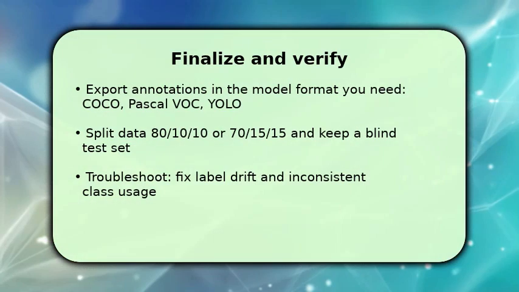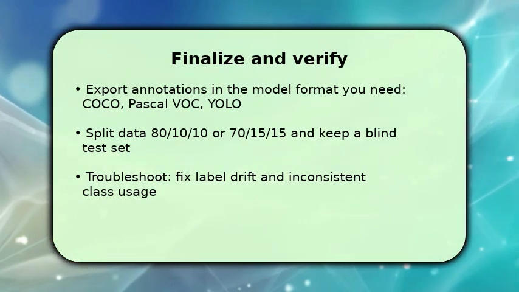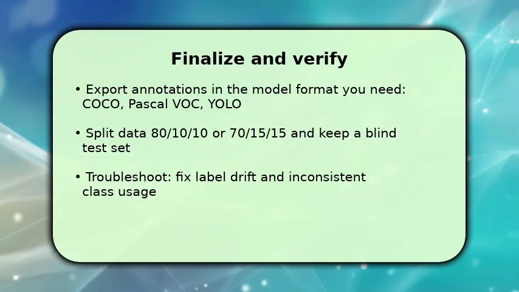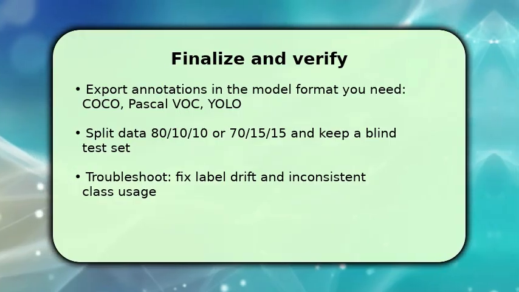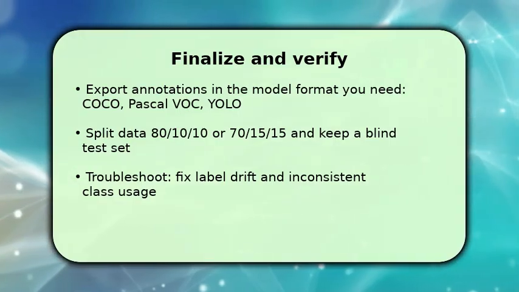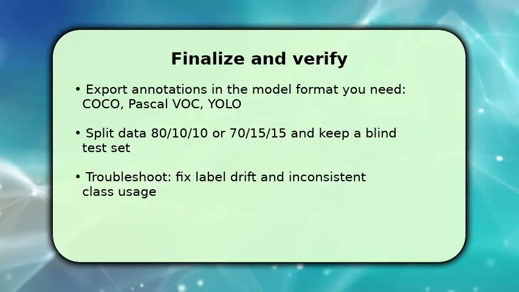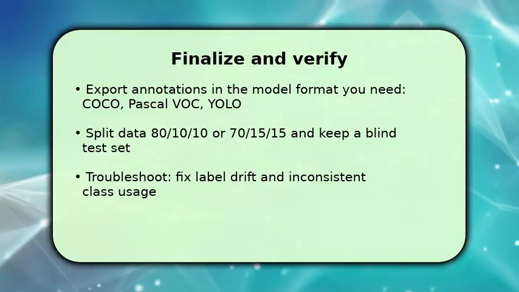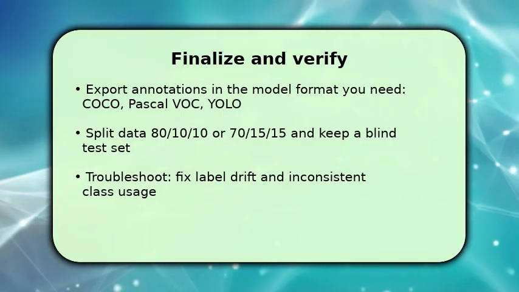You export annotations in the required format, then split into train, val, and test sets so evaluation is meaningful. Make sure file names and annotation links match, and run a quick training sanity check to verify annotations load properly. If metrics look wrong, inspect examples for label drift or inconsistent boxes.